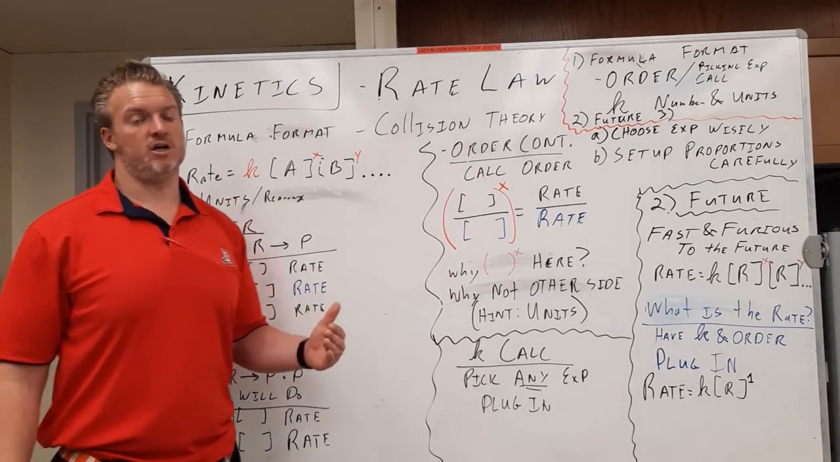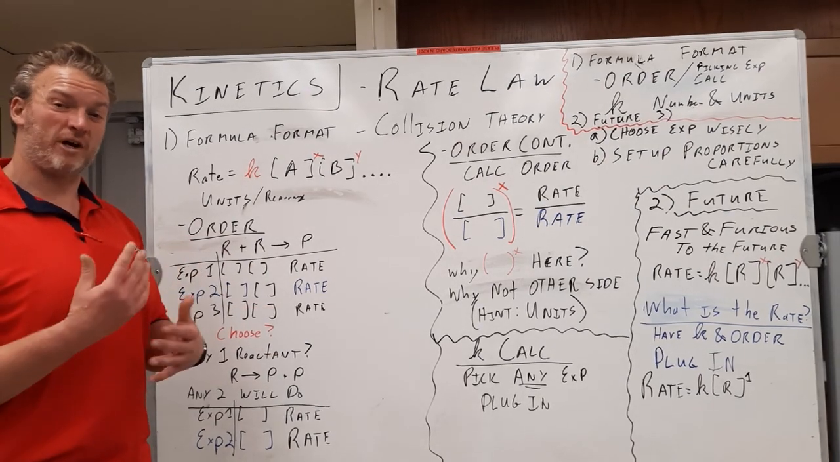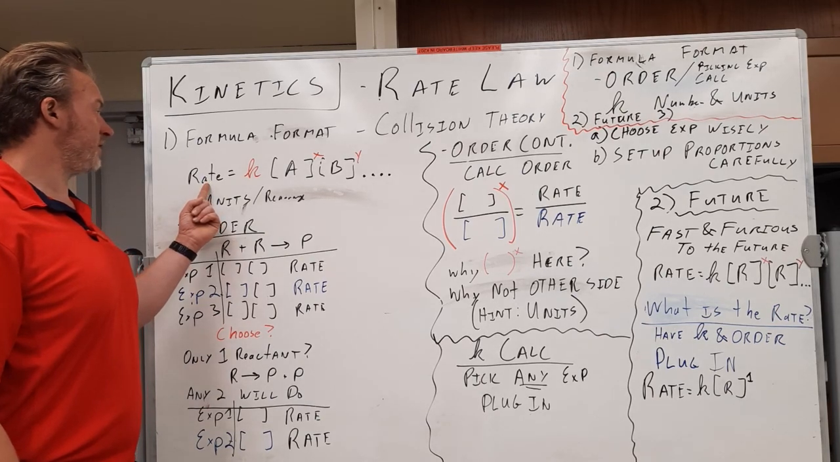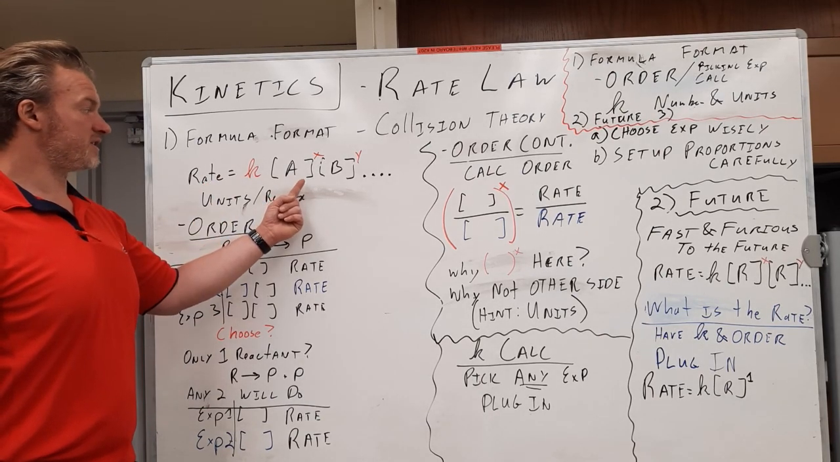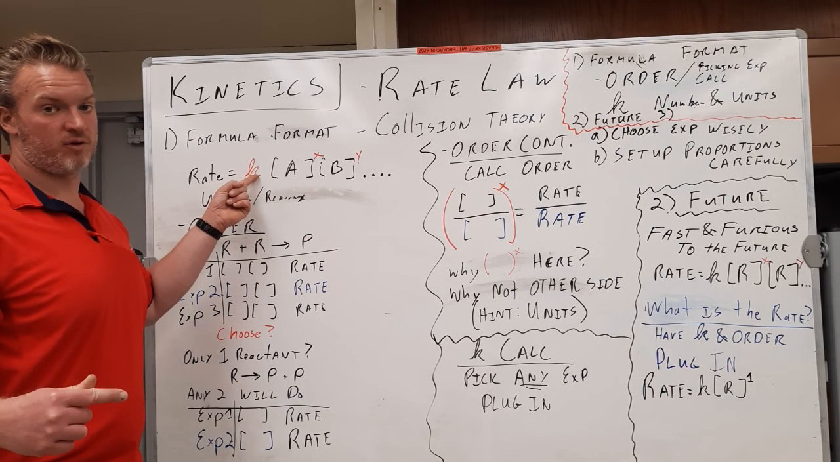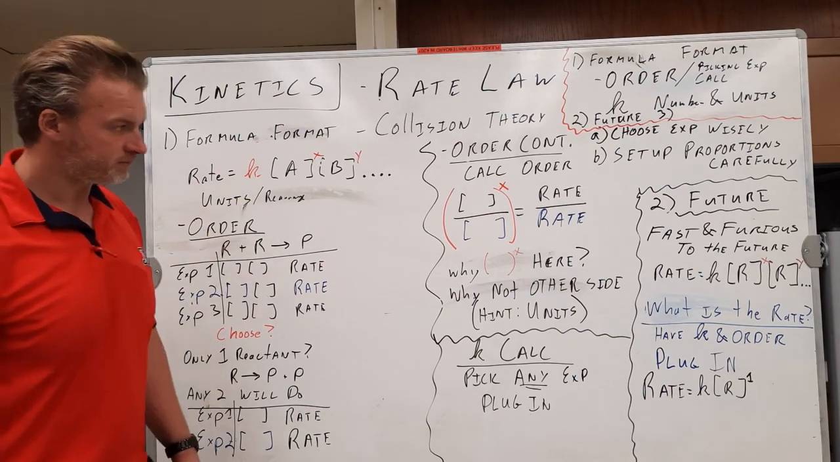The units of lowercase k is different for every single reaction. You have to retro scaffold it out, making sure that the units on this side of the equation match the units on this side of the equation. Lowercase k will always contain time in the denominator, and 1 in the numerator.